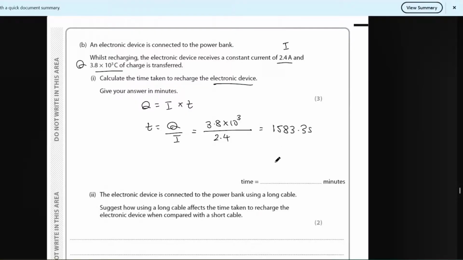1583.3 seconds. But they want the answer in minutes, so we'll divide this by 60. So 1583.3 divided by 60 minutes gives us 26.3 minutes. And if we round this to two significant figures, that is approximately 26 minutes. So it'll take 26 minutes to recharge the electronic device.